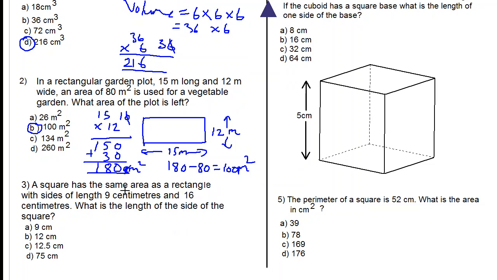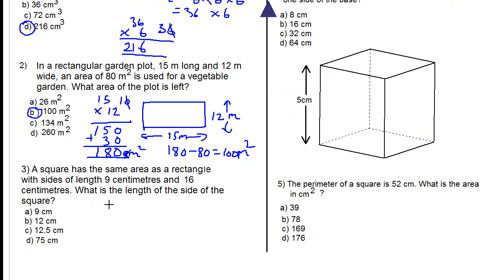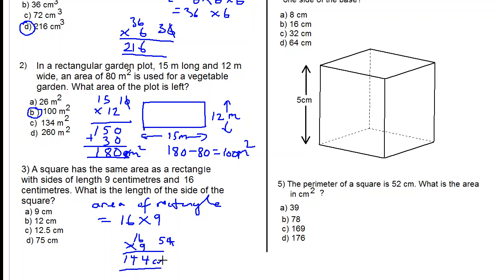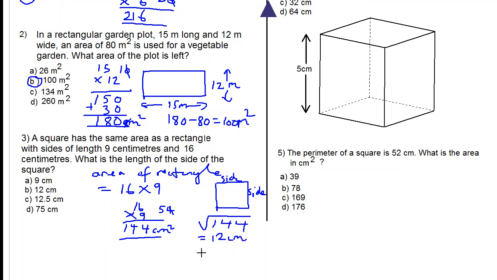Number 3 now. A square has the same area as a rectangle with sides of length 9 centimeters and 16 centimeters. What is the length of the side of the square? So let's find the area of this rectangle. So the area of a rectangle is length times breadth. So 16 times 9. And we work that out. 9 sixes are 54. Cross the 4. 1 nine is 9 plus 5 is 14. So 144 cm squared would be the area of the rectangle. So the area of a square is side by side. All sides have the same length. So therefore, to get the answer, which is the length of one side, we have to find the square root of 144, which is 12 cm. So our answer is B.